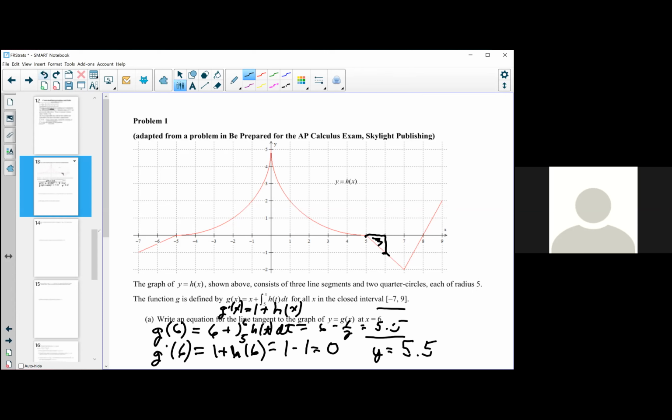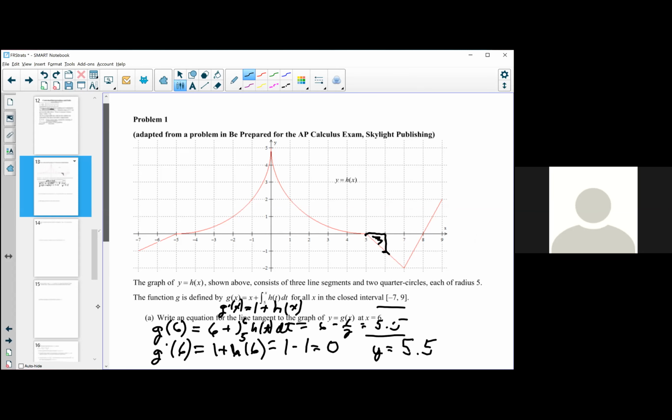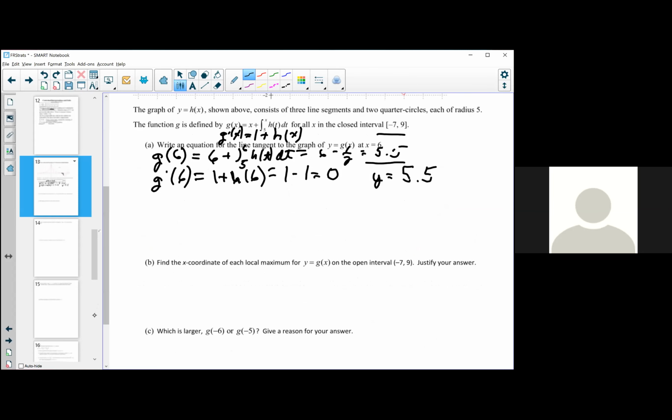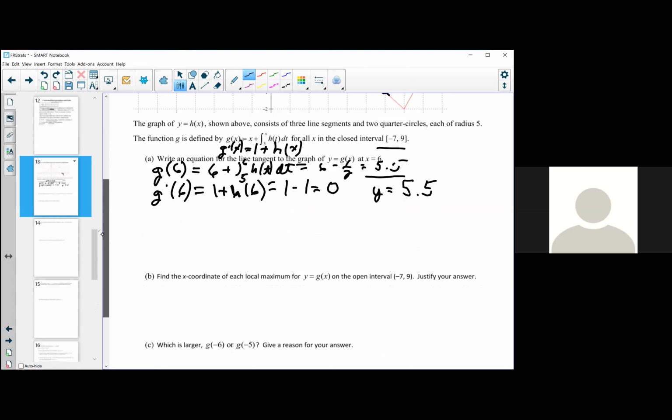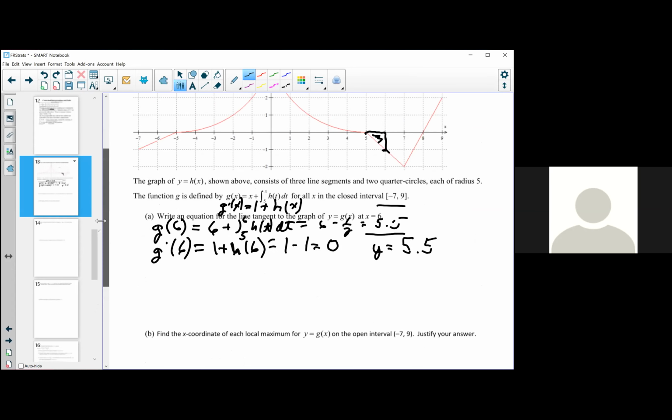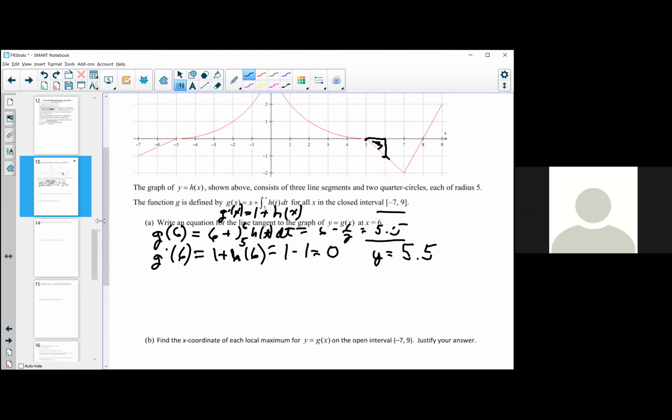So let me move down to the next part of this problem. Find the x coordinate of each local maximum for g and justify. So sorry about having to scroll up and down on you. If I want a maximum on the graph of g, I got to know where g prime changes sign from positive to negative. I'm not looking at a graph of g prime. I'm looking at a graph of h, and g prime is 1 plus h.